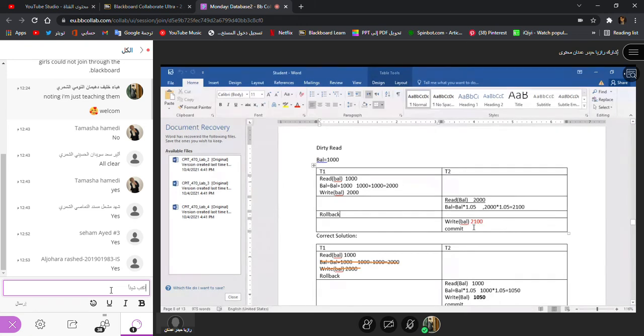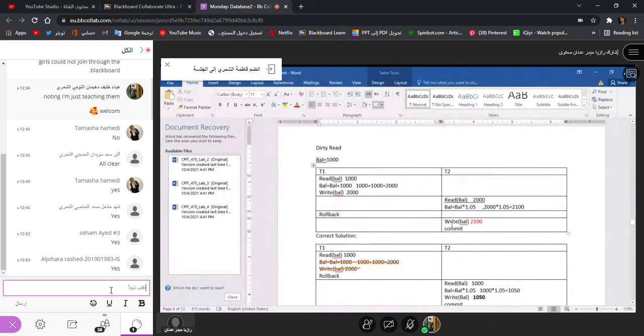The sequence is important. First, transaction 1 reads the balance, does some updation, and also writes it. Okay, still it is in the buffer. Transaction 2 came and read the balance from here, this one, and does some operation. It's still not written, it rolls back. Transaction 1 rolls back, and then transaction 2 writes the balance and also commits.